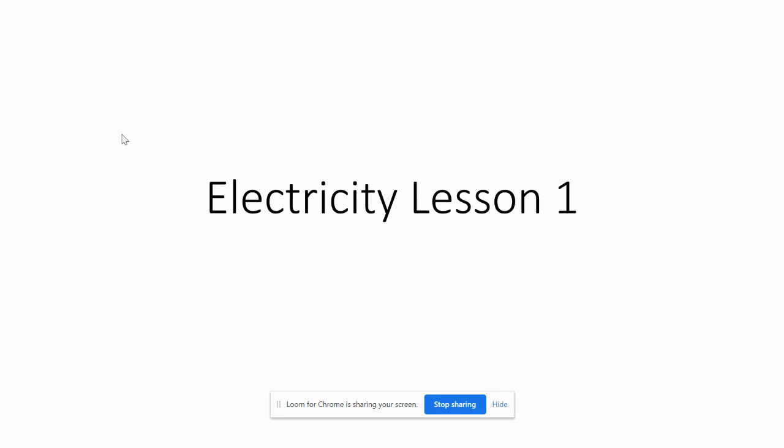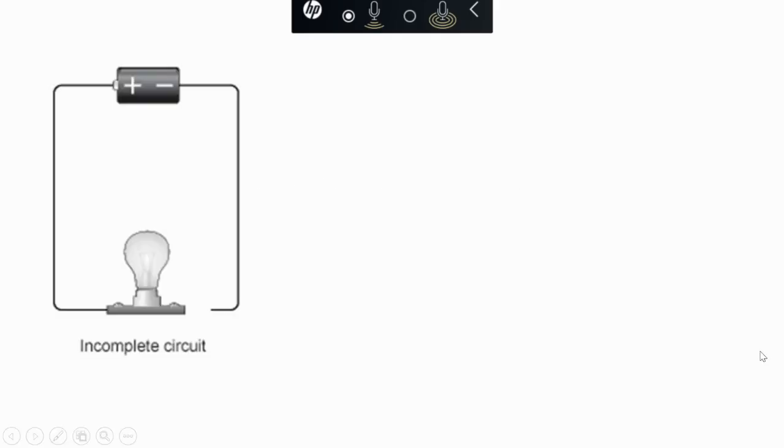We're going to look today at the basics of electricity, what you know from year 7, and then we're going to build it up in later lessons into the more complicated GCSE topics. So let's have a look.